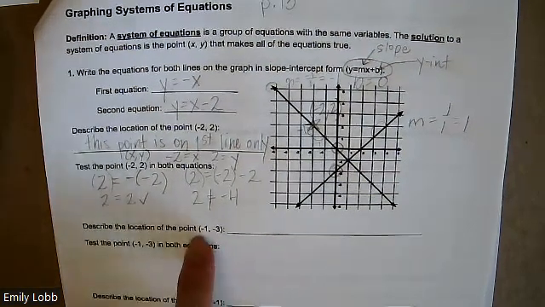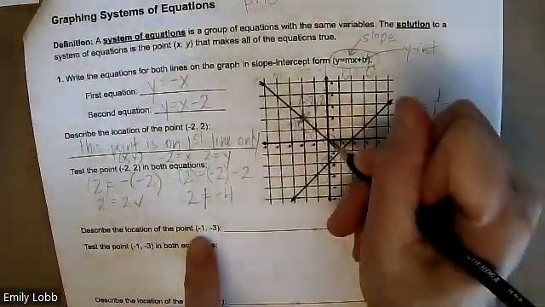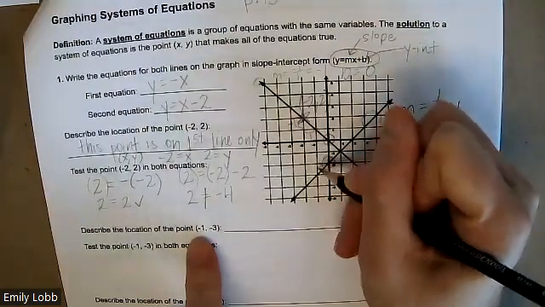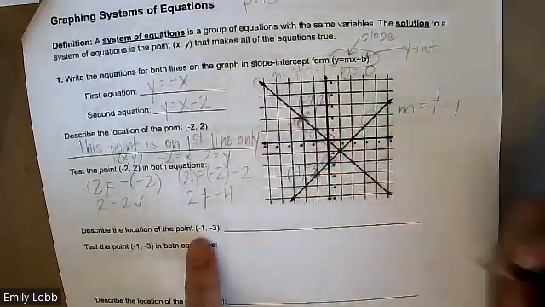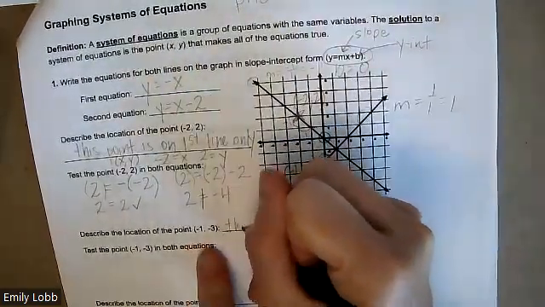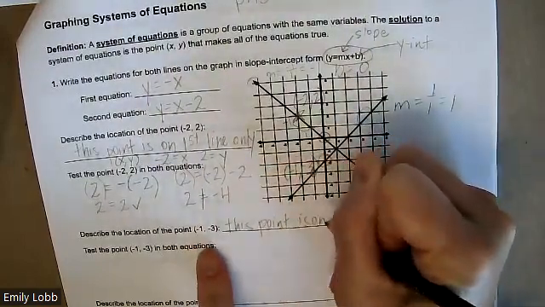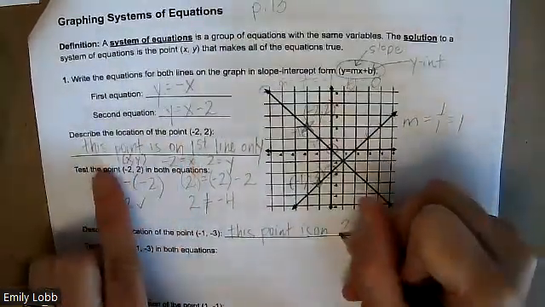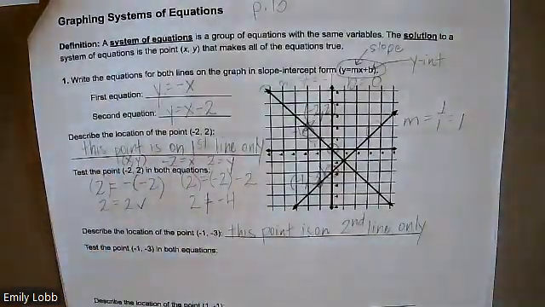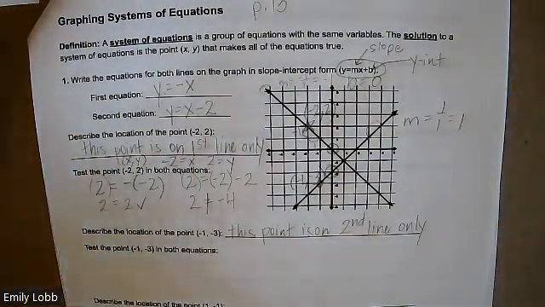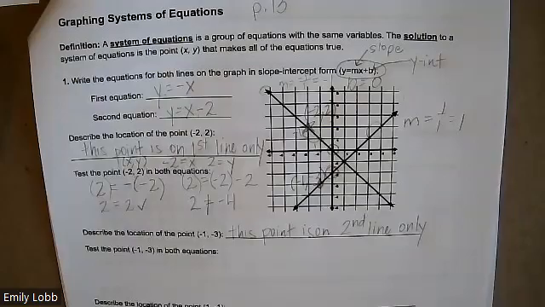So describe the location of the point (-1, -3). So -1, and -1, 2, 3. This is (-1, -3). So this point is on what? The second line only, right? So knowing what we just found out, it should make which of these equations true? Number 2. The second one, right?